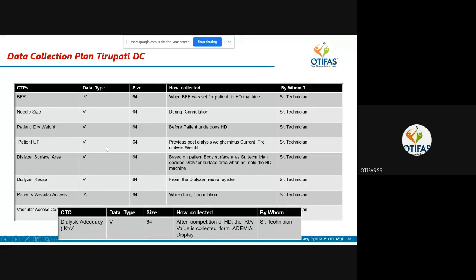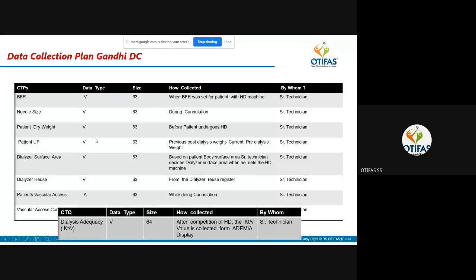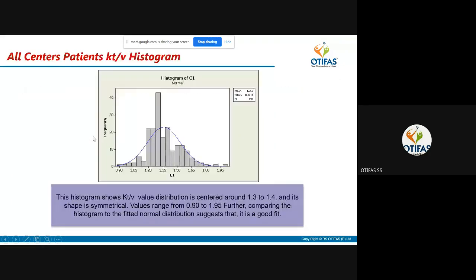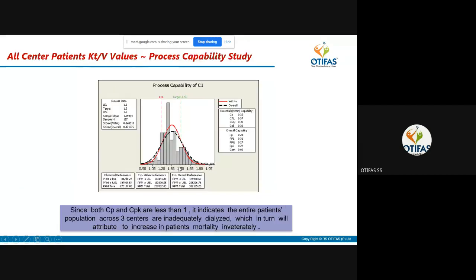So we made a data collection plan and then accordingly they take the measurement and then they will see how it is distributed. Is it distributed normally? They will see the histogram. Is it left peaked? Then they will find out mean, standard deviation, etc. And then they will see different process capability.